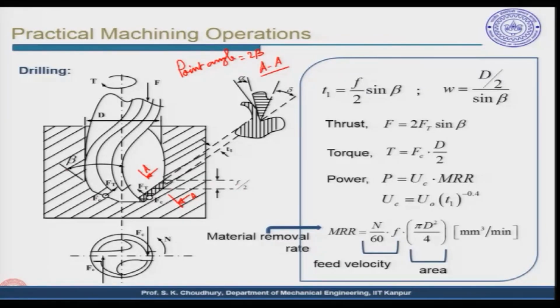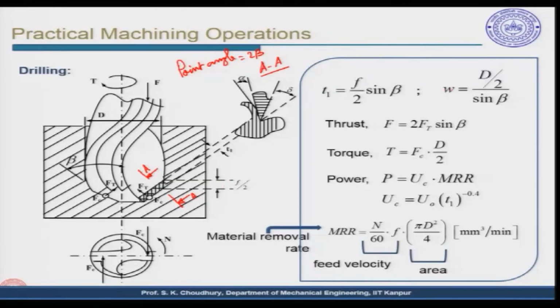Now, the angle from this tooth to this is given by the tool point angle, as we said. So, let us take beta as half of the point angle, and in this case we said that T1, which is like in case of turning, this is the distance, and this T1 is F by 2 into sine of beta, since F by 2 is here.